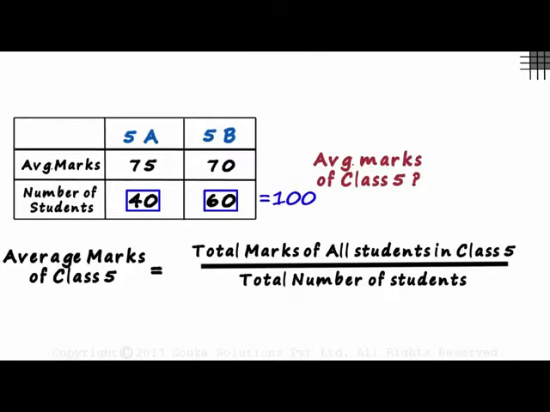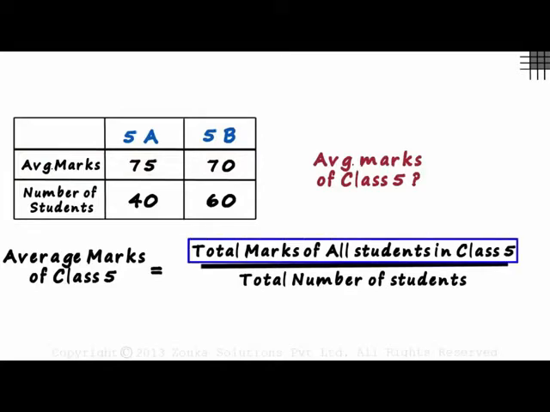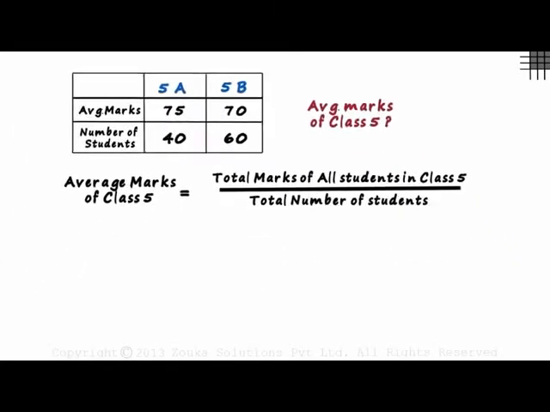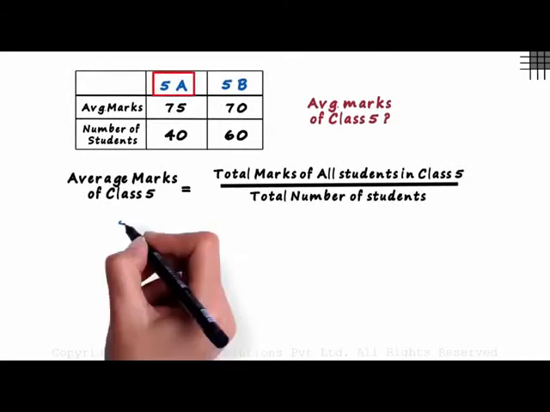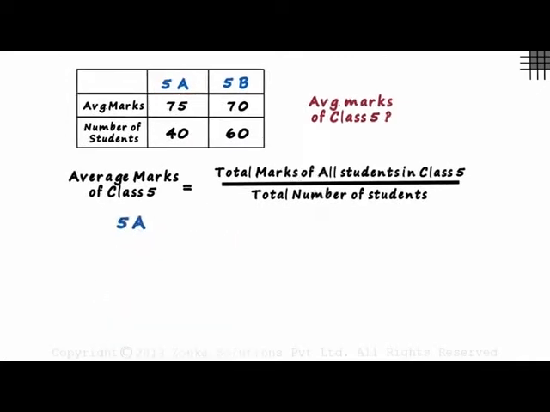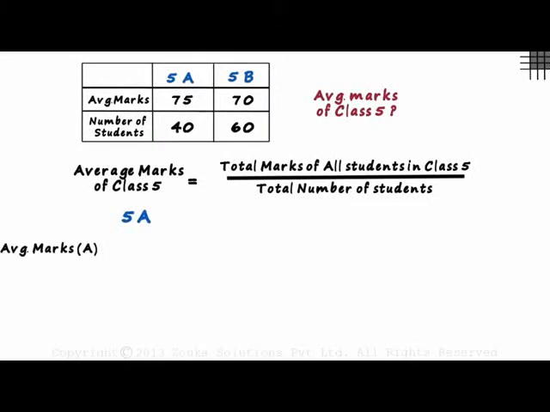But what we haven't been provided with is the total mark of all these 100 students. We have just been given the average mark of each division. So, how do we find the total mark of all students in class 5? First, let's focus on class 5A. What will be the average mark of class 5A? It will be the total mark of students in class 5A divided by the total number of students in class 5A.